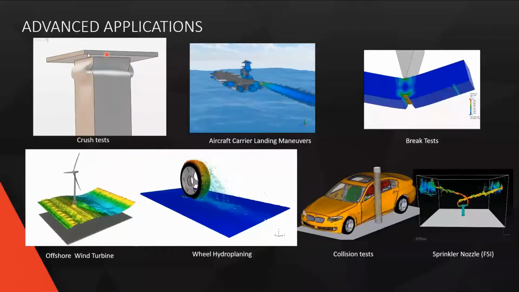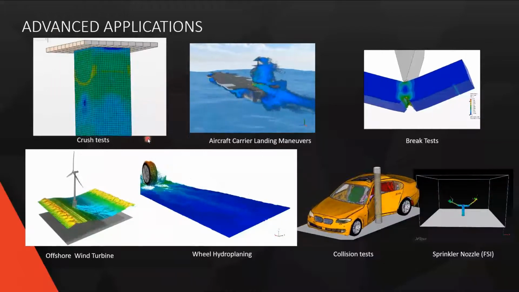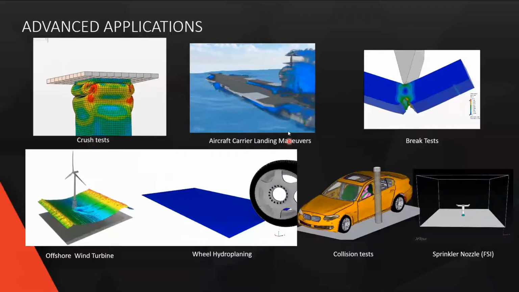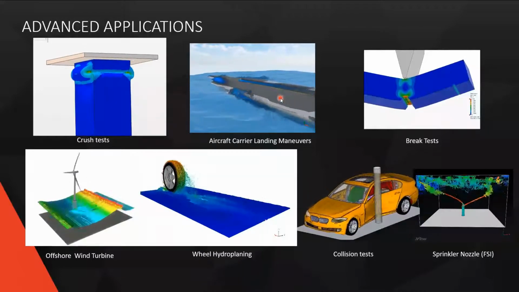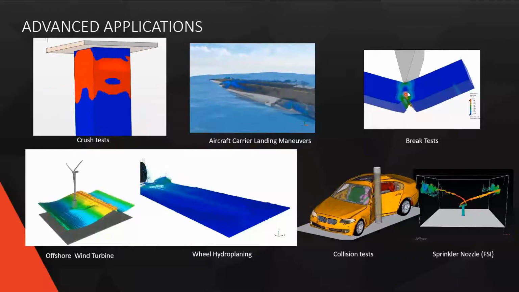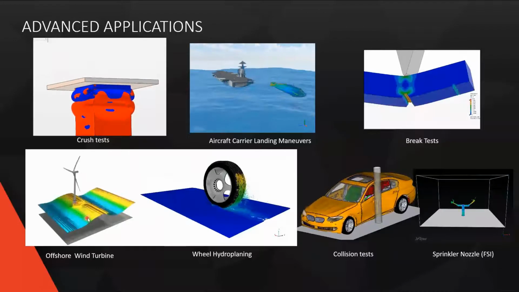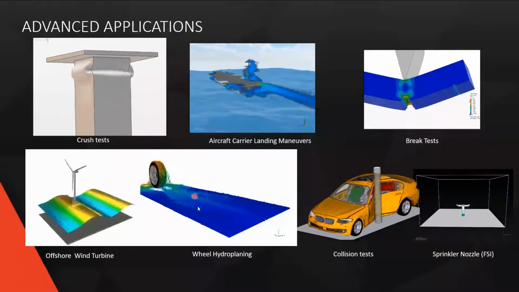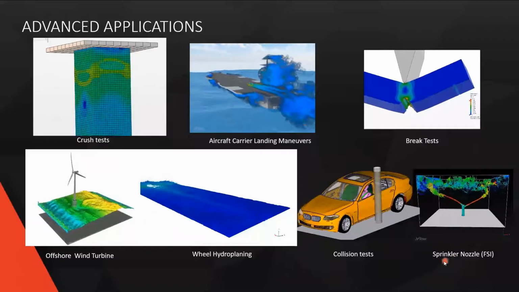It also has these advanced applications. The other ones were mainstream; these are more advanced. So you have crash tests. You can see how accurate this is. You can simulate an airplane landing on a cruiser and the air coming off of it. You could do the same with a car overtaking a truck or anything like that. You can do advanced braking tests and offshore wind turbine tests. You can actually simulate the fluid of the ocean as it moves like this. You can simulate hydroplaning, collision testing, and sprinkler nozzles.